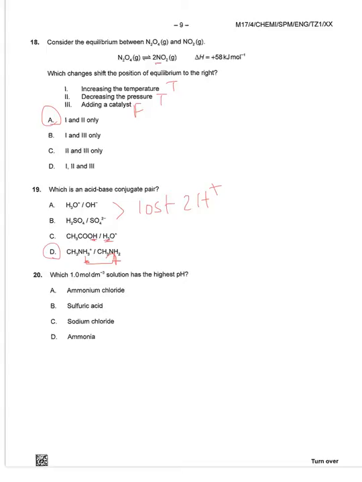Number 20, which 1 molar solution has the highest pH? Well, sulfuric acid can be eliminated. That's going to be low. So again, we're looking for basic here. Sodium chloride is going to be neutral since it'll just be salt water. So the question is NH4Cl versus ammonia. And hopefully you will recognize ammonia, NH3, as a weak base that when you put it in water, you're going to end up with NH4 plus and then OH minus.